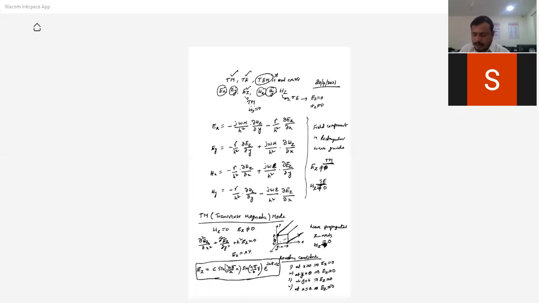So now we can write. Is it clear up to this point? 477. Have any doubt, please? 477. No, right. Now we can write so field components in TM mode.